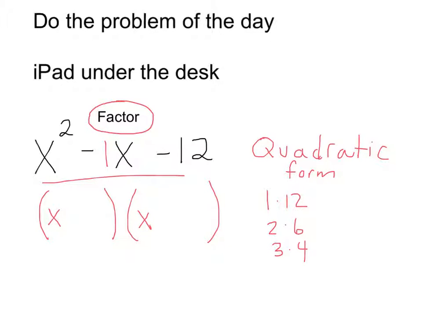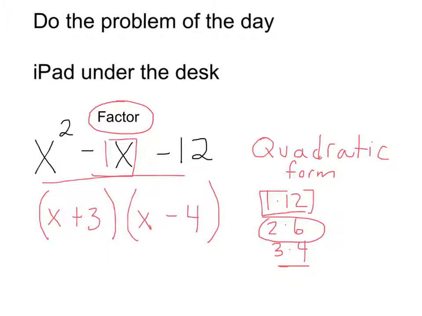Okay? So could I do 12 minus 1 and get 1? No. What about 6 plus 2? Or 6 minus 2? Will that give me negative 1? No. How could I use 3 and 4 to make them add to give me negative 1? Right. So we'll say positive 3 and negative 4.